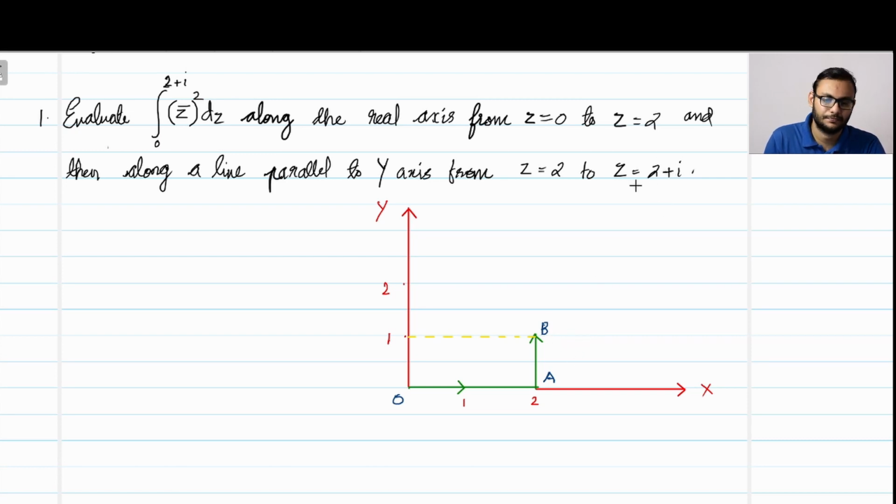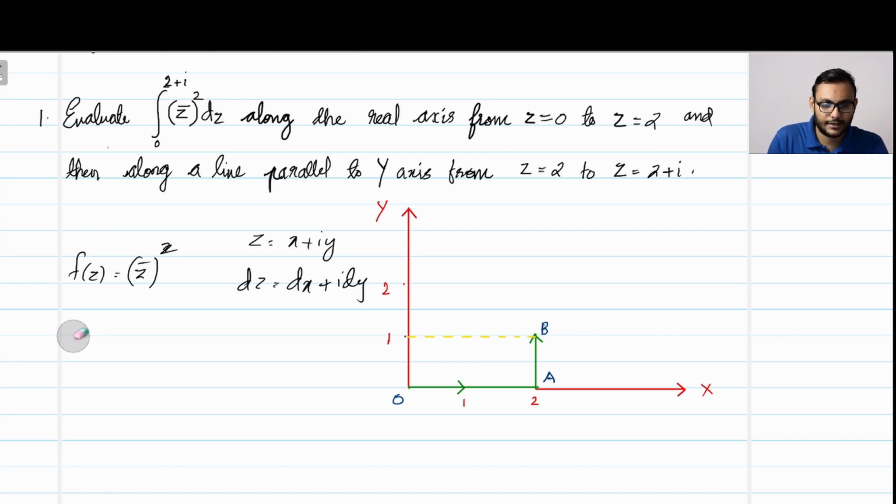You know that. So in order to evaluate the integral, it is already given that f of z is equal to z bar the whole square. The first step is that we have to substitute z is equal to x plus iy and dz is equal to dx plus I dy. In the third step, we have to substitute for f of z, that is, z bar is equal to x minus iota y, the whole square, and dz is equal to what? Same value.